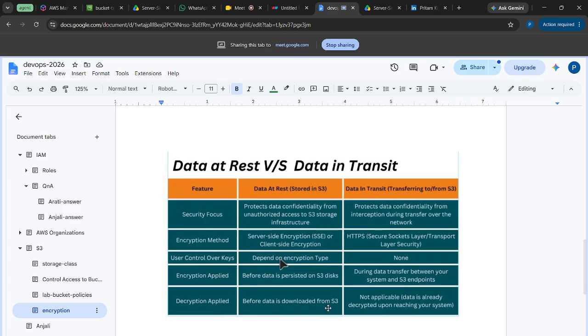So encryption will happen before uploading, and decryption will happen before downloading from S3. And for data in transit, it is not applicable. Data is already decrypted upon reaching your system. So through the tunnel, through the transit phase, before reaching your local system from wherever you are trying to access the data, it will be decrypted during the data in transit method. Okay.